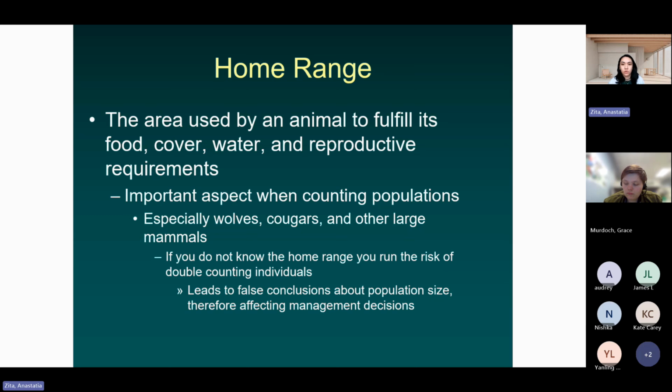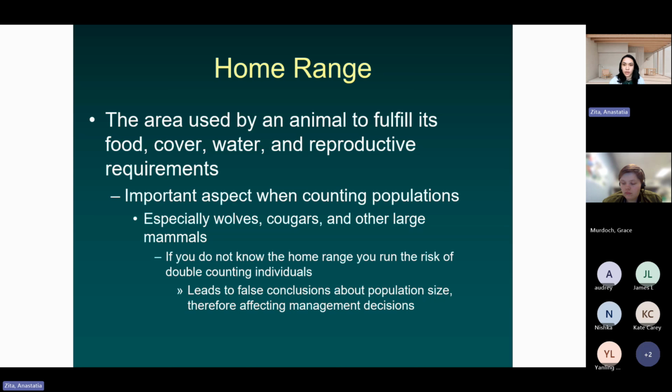The range of an animal refers to the geographic area that it uses to meet its basic needs, like food, water, shelter, and reproduction. The size and shape of an animal's range can vary depending on factors such as its size, height, and behavior. It's important when counting animal populations, especially for large mammals such as wolves, cougars, and other predators.